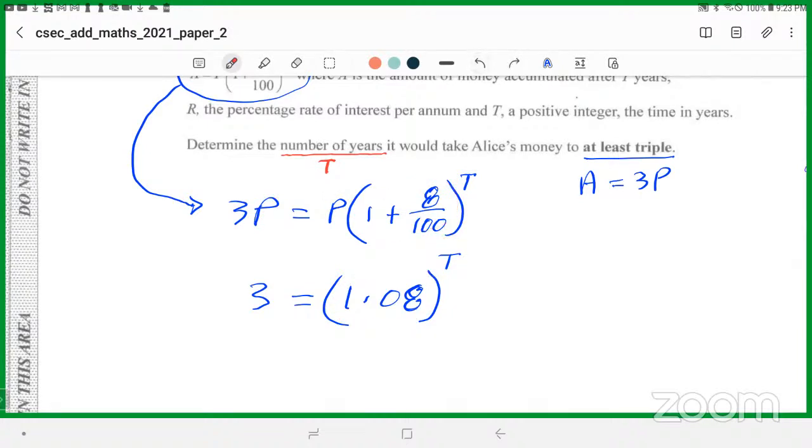Now listen to me now. When the thing that you want to find is in the power, you have to take logs to get it out of the power.